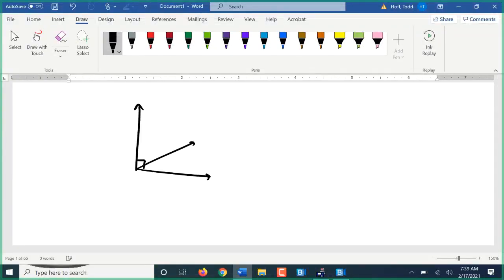We have two adjacent angles that add up to 90 degrees. Let's say I know that this angle here is 28 degrees. I can find this one up here by simply doing 90 minus 28. That's 62 degrees. Two angles that add up to 90 degrees are called what? Complementary. Good.